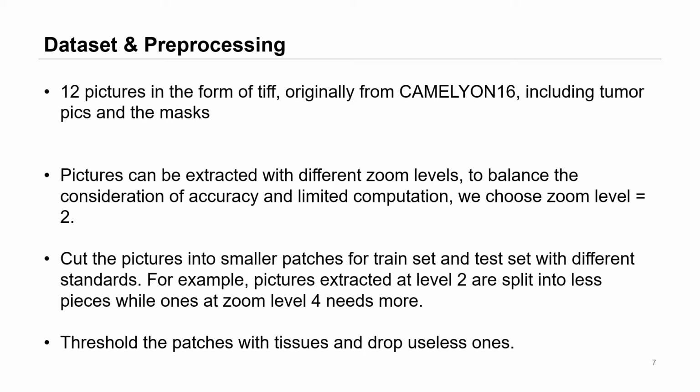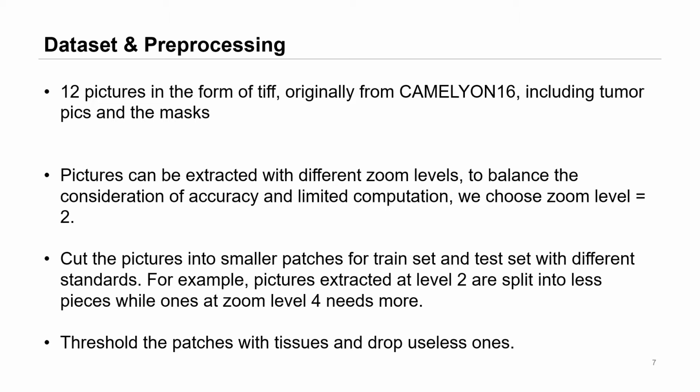First, we need to talk about how to fetch and pre-process the data. I used data from the dataset Camelyon 16 and used 12 pictures from it. The pictures are in the form of TIFF, which means there are multiple images in the same file, and you can extract them at different zoom levels to get pictures of different sizes. For this project, I used zoom level 2 and zoom level 3.